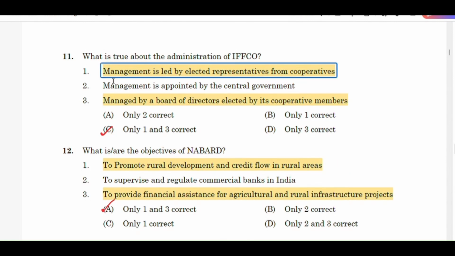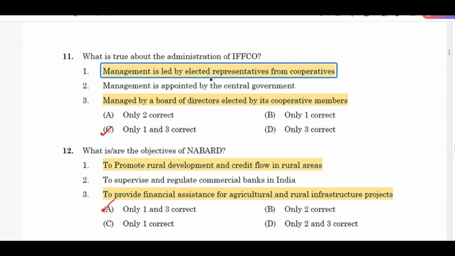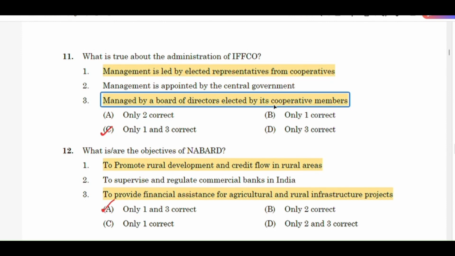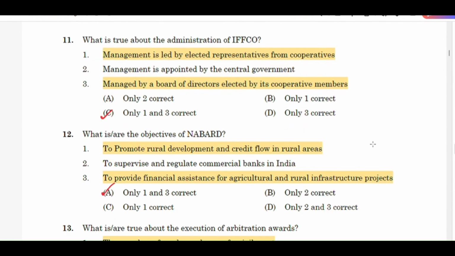Next question, what is true about the administration of IFFCO? Answer is option C, only 1 and 3 correct. Management is led by elected representatives from cooperatives, managed by a board of directors elected by its cooperative members.